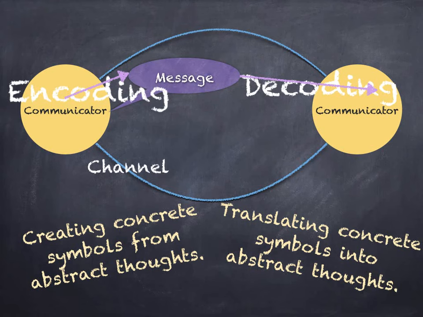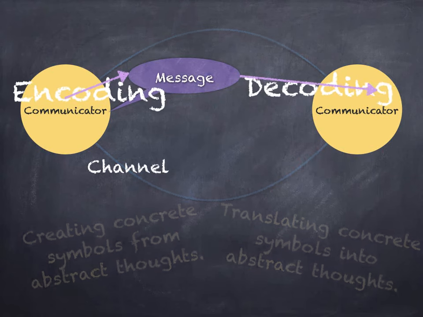Decoding is where we take those concrete symbols and turn them into abstract thoughts. So when we hear words, we take the words and we put them into our brains and we say, okay, what is that other person saying? Through the decoding process, we try and take all of those different messages from all of those different channels and figure out exactly what the message is, exactly what that other person is saying to us.